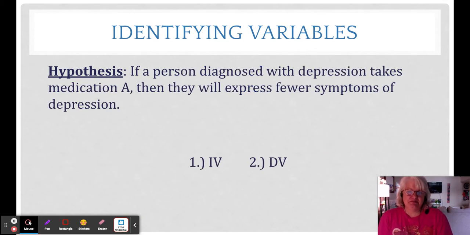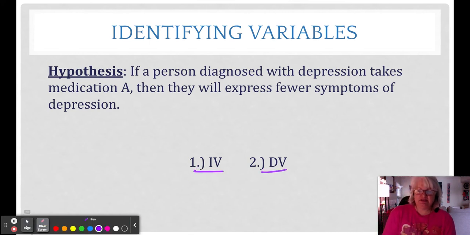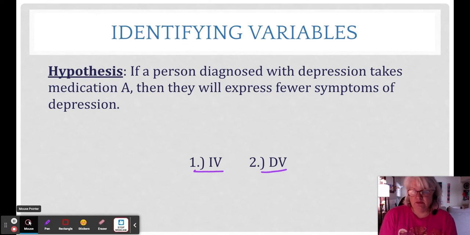Here's another example. If a person diagnosed with depression takes medication A, then they will express fewer symptoms of depression. Okay, so pause the video and answer the question: what is the independent and what is the dependent in this hypothesis? Okay, so welcome back.